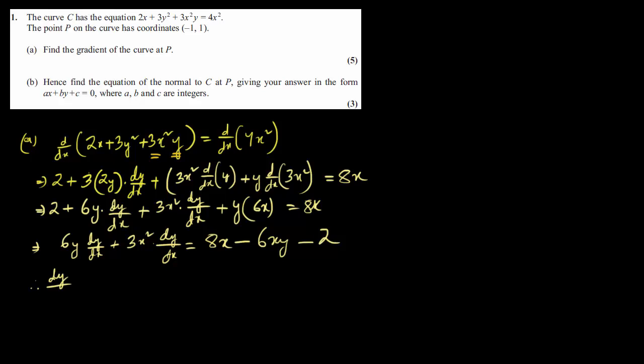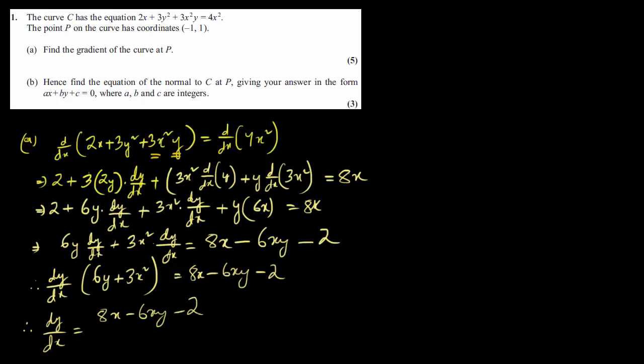Therefore, if we take dy by dx common, it would be (6y plus 3x squared), and this would be 8x minus 6xy minus 2. Therefore, dy by dx would be equal to (8x minus 6xy minus 2) divided by (6y plus 3x squared). So we have an expression for dy by dx, and that's exactly what we are asked to do. But the gradient is not dy by dx. What we just found is an expression for the gradient. For finding the gradient, we have to put the values of x and y. x is minus 1 and y is 1.